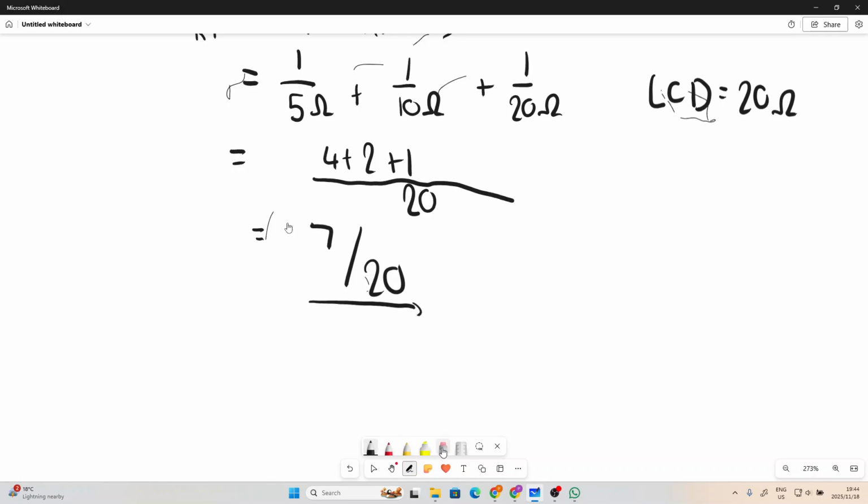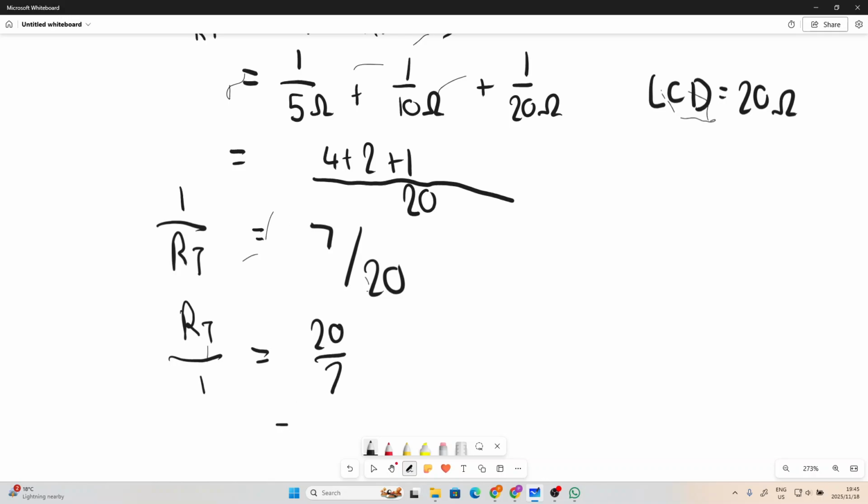Now, this is not our final resistance, because this is 7 over 20 ohms. Well, it's 7 over 20, which is not correct because that's 1 over R total. In order to get R total, we flip it around to make it R total over 1. And that becomes 20 over 7, which is then equal to, let's get a calculator.